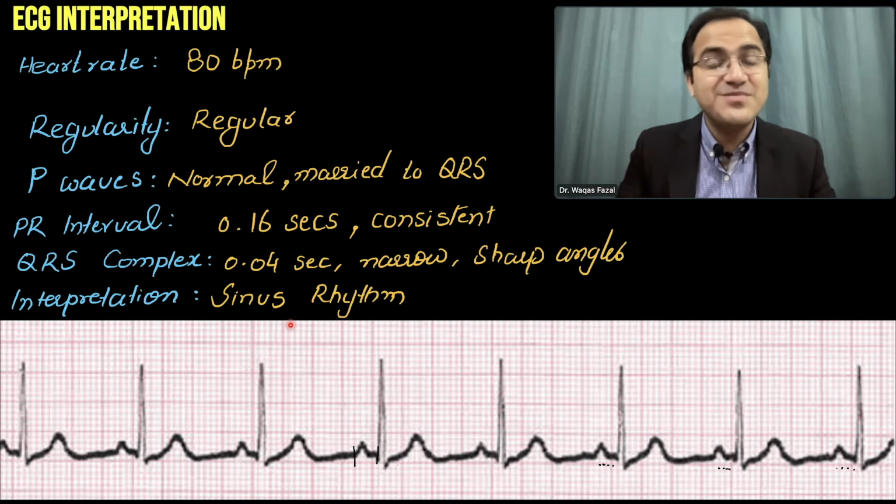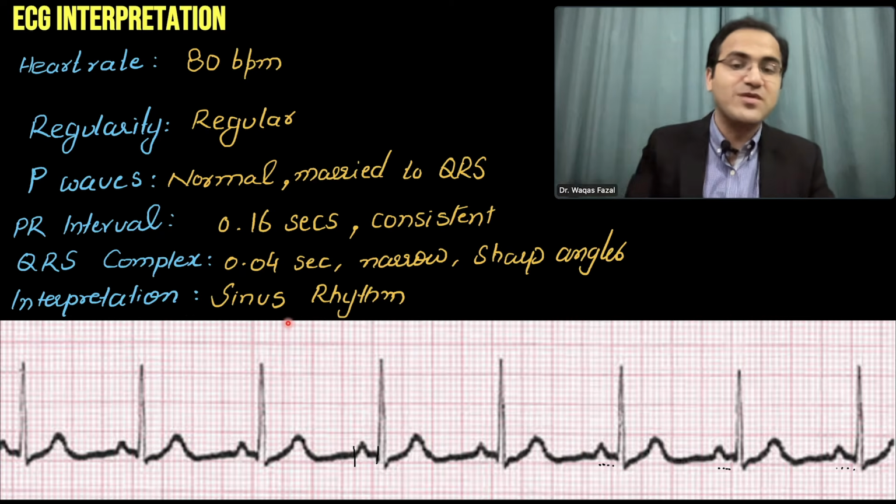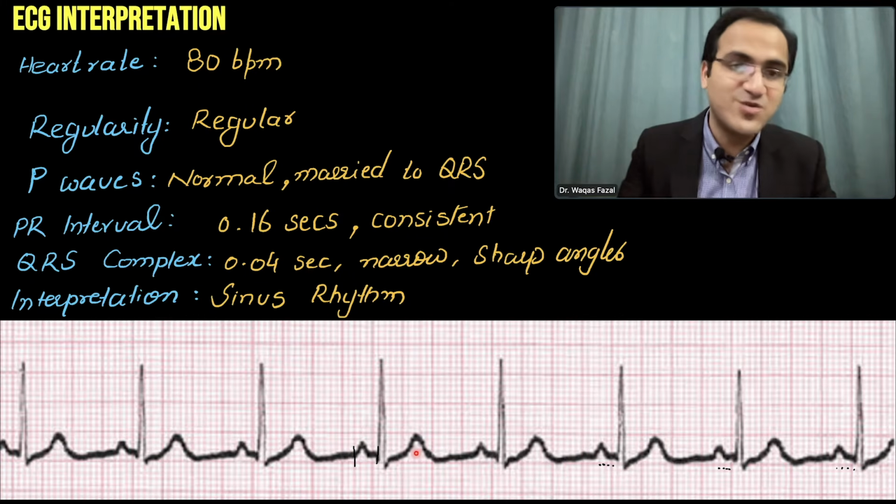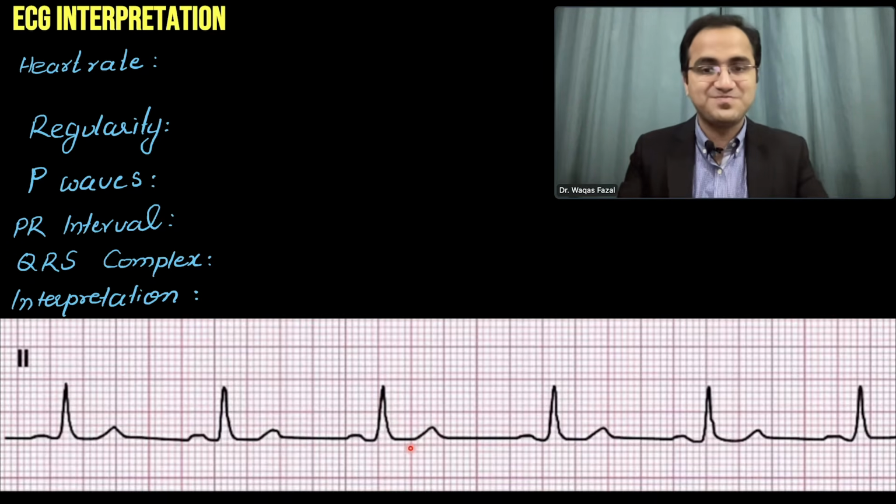Sinus rhythm is a rhythm which is run by the SA node, where the P wave is normal and it is followed by a QRS complex.